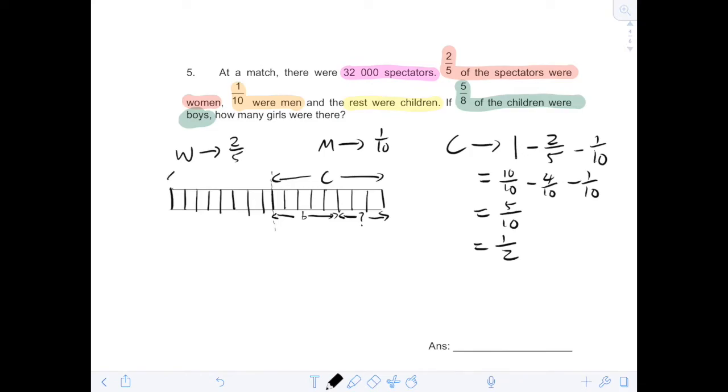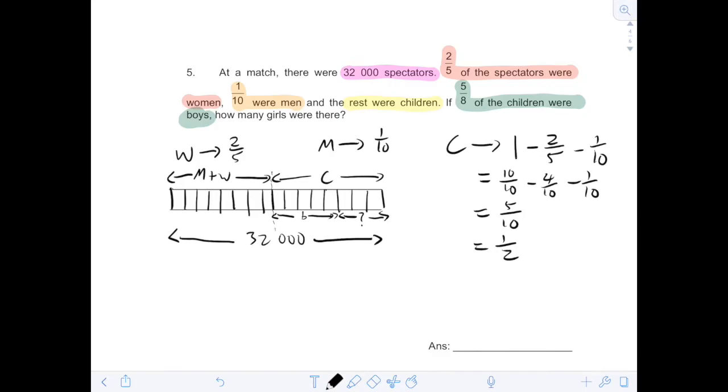And this one is actually the men and the women added together. I know it looks a bit different, but when you take 2/5 plus the 1/10, it's actually 5/10. Once you have this, you can start working out the things here. We know that the whole thing is actually 32,000 spectators altogether.